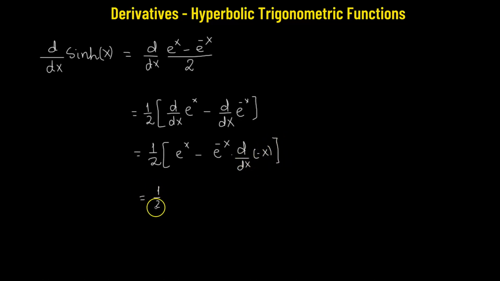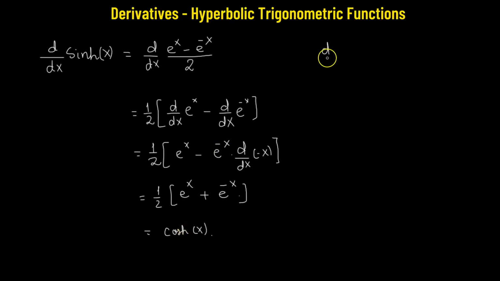So this gives us half e raised to the power of x minus e raised to the power of negative x, times the derivative of negative x with respect to x, which is negative 1. So that negative 1 will get multiplied with this minus to become positive. And this is the cosine hyperbolic function. That means the derivative of the sine hyperbolic function gives us the cosine hyperbolic function, very much similar to the derivative of a sine function, which gives us the cosine function.